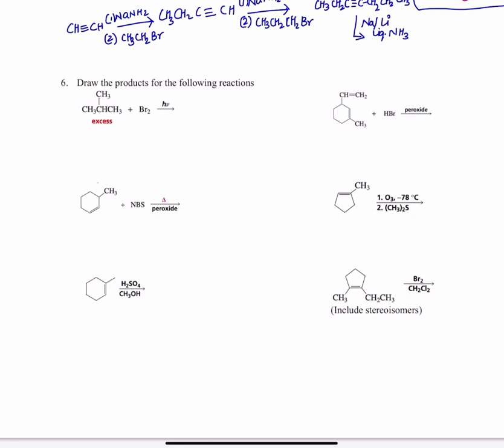Let us go on to question number 6. Draw the products for the following reactions. Here is an alkane which is being brominated in the presence of light. So this reaction is basically a radical substitution reaction where one of the hydrogens will be replaced by a bromine radical. Radical substitution reaction. Alkanes do not normally undergo many reactions. The main reactions that they would undergo are radical substitution reaction and combustion reaction.